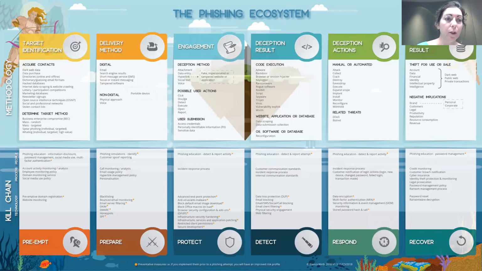So for example, along the top of the kill chain, we've got people. So lots of things around education, setting up simulations, and the particular topics that you can focus on. And from a process perspective, we've got things, for example, in Preempt, like employee monitoring policies, and a domain monitoring service, so monitoring domains that are quite similar to your organization's domains. You can actually set that up with your ISP or your domain provider.